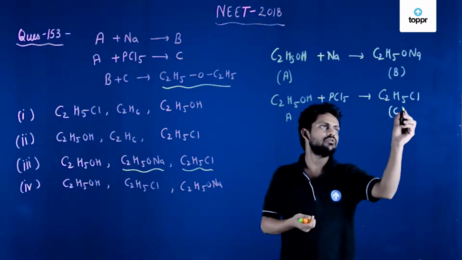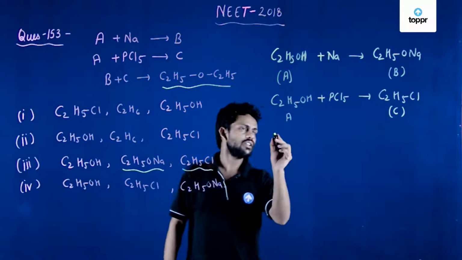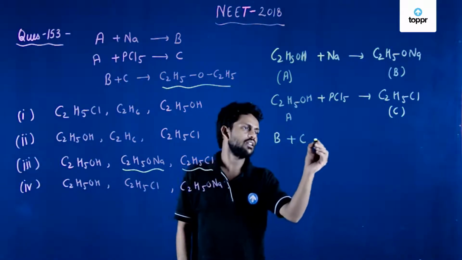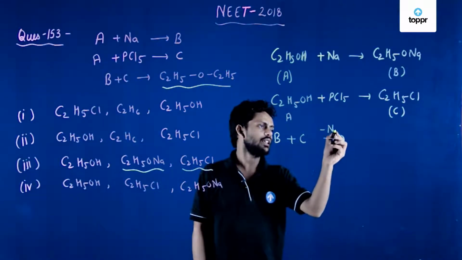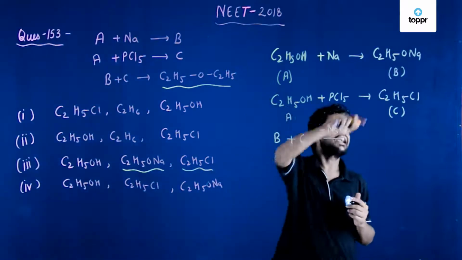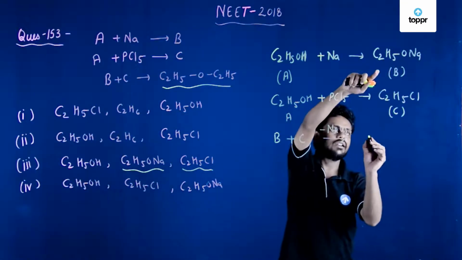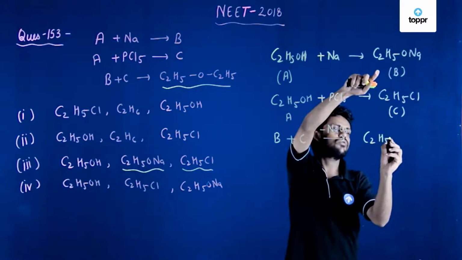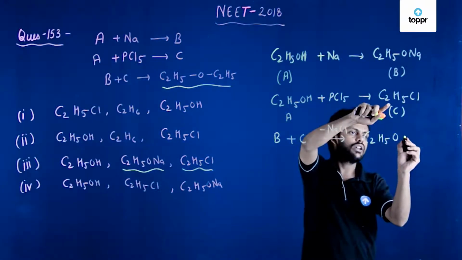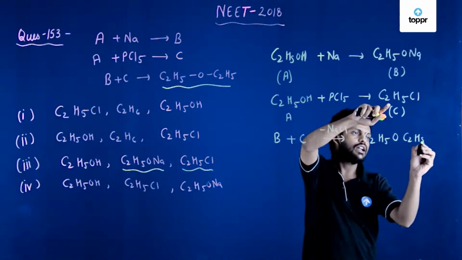Now this is your compound C, and when B and C react together, what will happen? The NaCl will simply go out, and C2H5O will get connected to C2H5. So that means you will get diethyl ether.